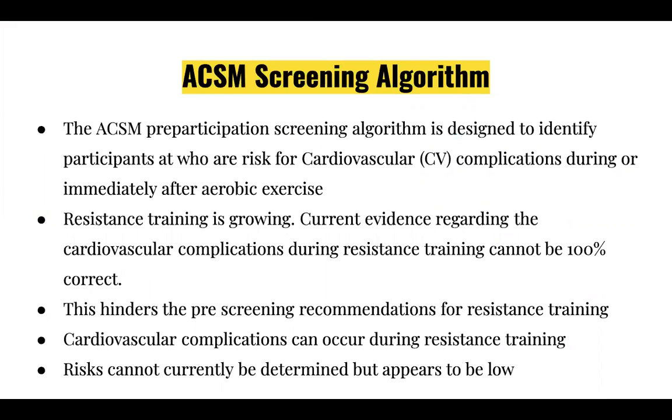The ACSM pre-participation screening algorithm is designed to identify participants who are at risk for cardiovascular complications during or immediately after aerobic exercise. As you can see, cardiovascular is going to be abbreviated as CV during this PowerPoint. Resistance training is growing, so current evidence regarding CV complications during resistance exercise training is not complete. This will hinder the pre-screening recommendations for exercise training. CV complications can occur during resistance training, which is why the risk cannot currently be determined, but it seems to be low based on the results.